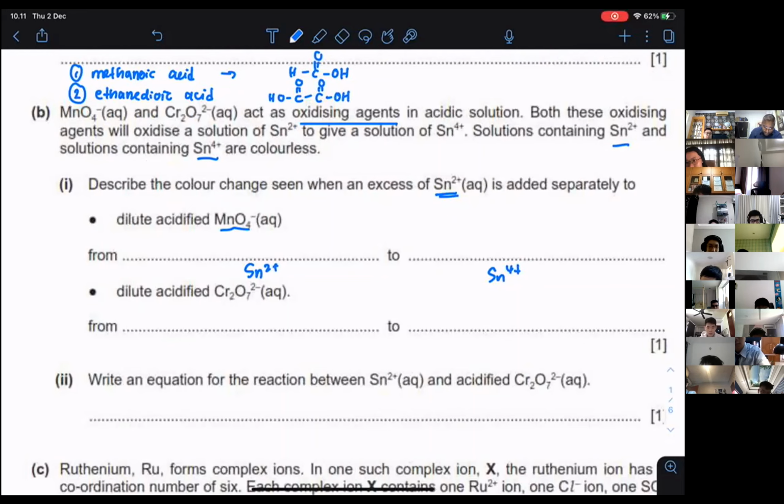Now, I know that an oxidizing agent is going to oxidize others, but they themselves will get reduced. So can you tell me the MnO4- ion is going to become what ion, Kevin? Just type. I know that you have audio problems. Can you type, Kevin?